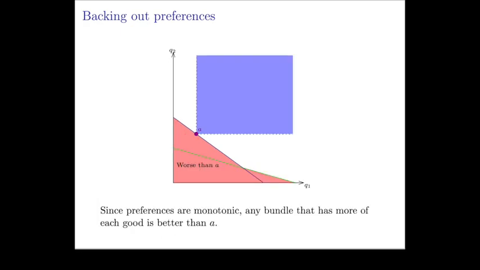Now, remember, we've assumed that preferences are monotonic, or that we've assumed this notion of more is better. So any bundle in this shaded area contains more of both goods. Therefore, it must be that any bundle here has to be better than A. So we can infer then, we can assume that all these bundles are better than A.